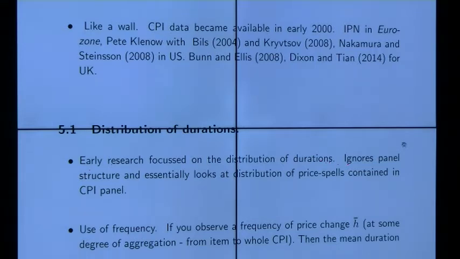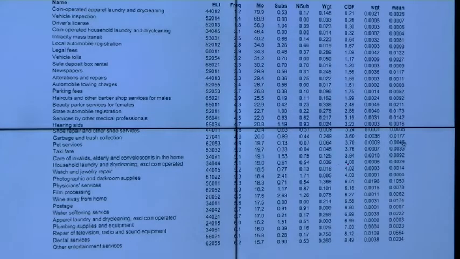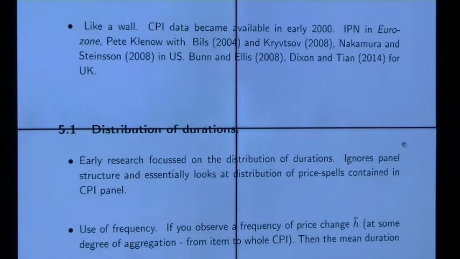Now you can look at this at a disaggregated level. You can look at a particular type of thing, like food and alcoholic beverages or hotels and restaurants. Or you can look at the aggregate level across all of the CPI data set. In that case, if you look at the frequency of price change, H bar, then the mean duration is simply going to be 1 over H bar. I'll come back to that.